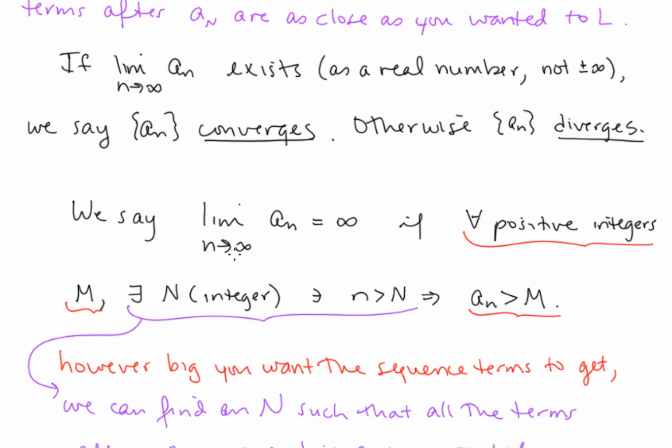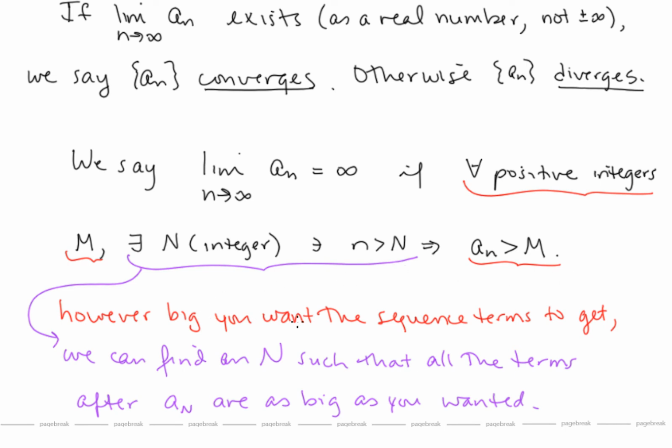We can also say the limit is equal to infinity if for all positive integers capital M, there exists a capital N, another integer, such that n greater than capital N implies that a sub n is greater than M. So this is saying however big you want the sequence terms to get, pick a big positive integer M, we can find a capital N such that all the terms after a sub capital N are as big as you wanted.